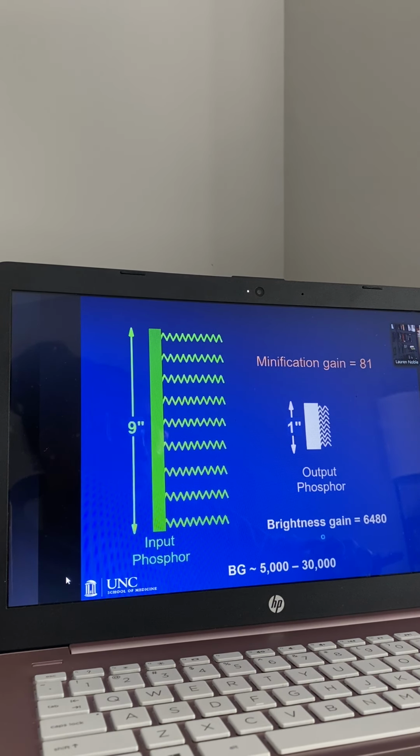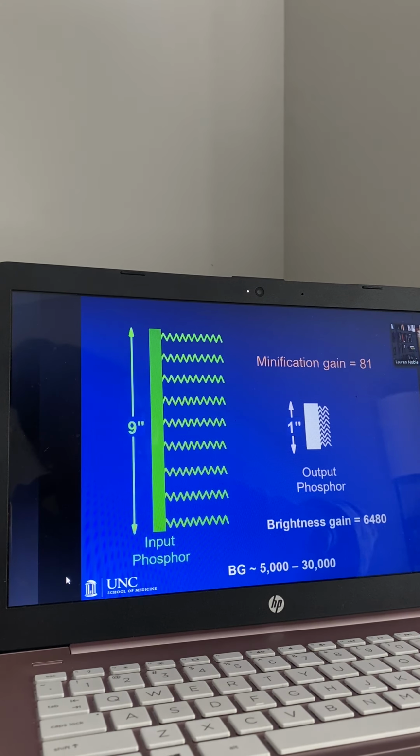The typical brightness gains, and this will vary a little bit according to what source you read, range for image intensifiers is somewhere in the neighborhood of 5,000 to 30,000. So if you have an image intensifier that has a brightness gain of 30,000, the image will have more brightness than an image intensifier that has a brightness gain of 5,000. But it doesn't mean that this is terrible or it wouldn't be manufactured like that. It all depends upon where it's being used, the purpose for the image intensifier.